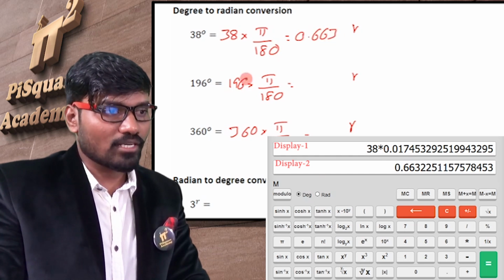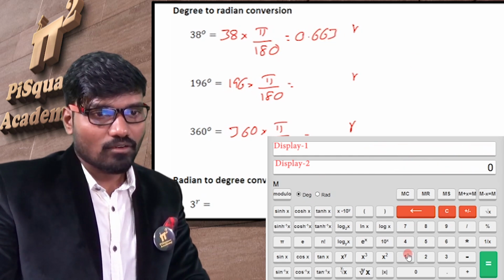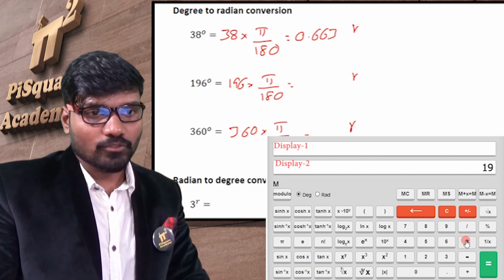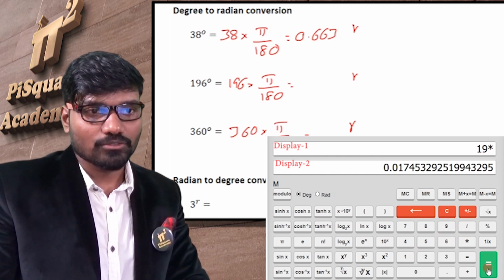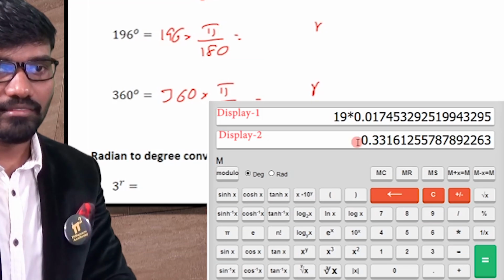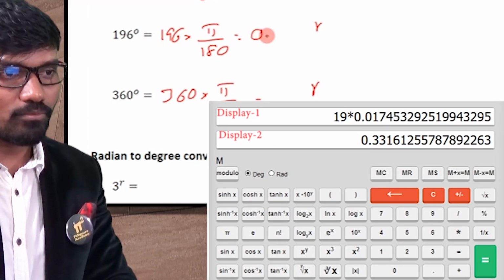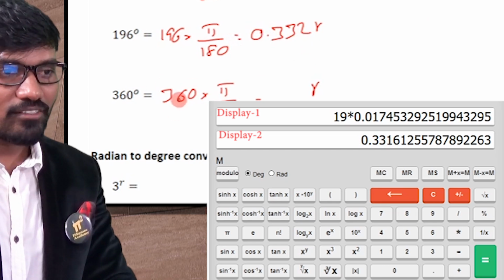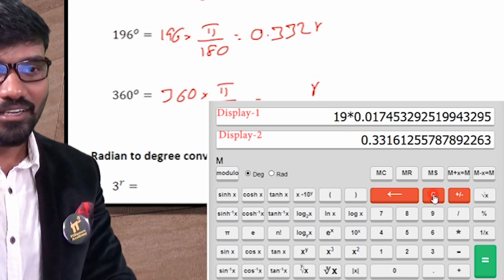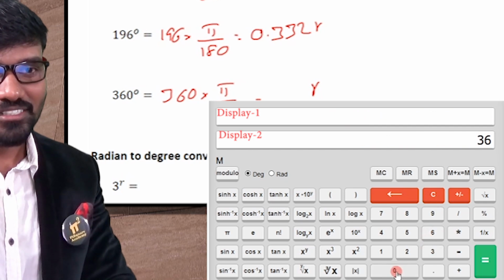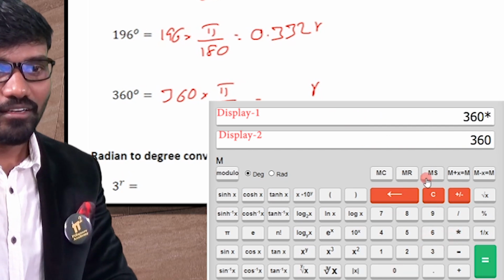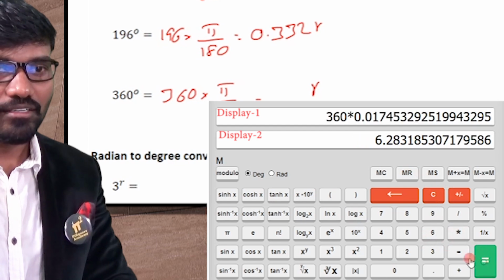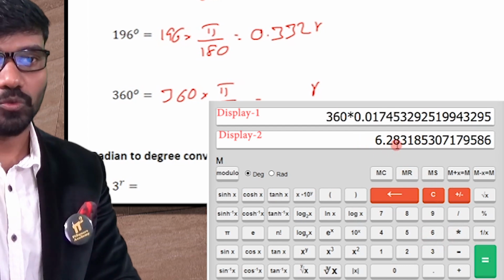0.663. Similarly here, clear it. 196 into memory recall equal to, the answer is 0.332. I'm rounding up. Okay. And 360, of course we know 360 degrees is 2 pi. Let's cross check. 360 into memory recall. Yes, 2 pi is 6.283.